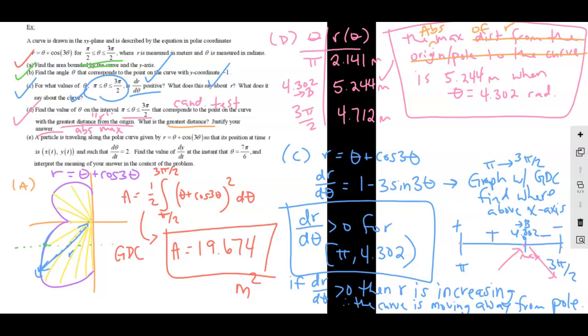Okay, last part, and then we're done. A particle is moving along the polar curve, again similar to what we did on the last one, so that its position is given by parametrics, an x function and a y function. It says d theta dt is 2. Find the value of dy dt at the instant theta equals 7 pi over 6.